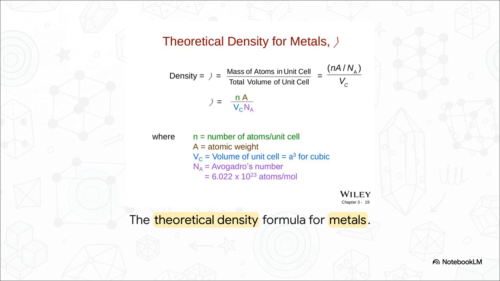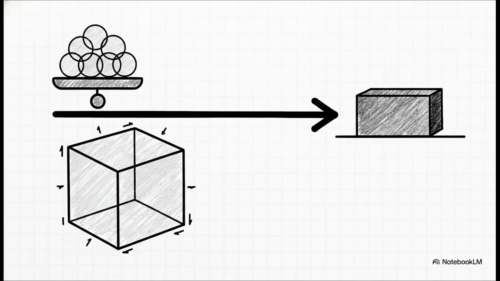It's just the total mass of the atoms inside a single unit cell divided by the total volume of that specific unit cell. Seriously, it's just the microscale version of the classic density formula you probably already know, mass over volume. Let's break down those variables so the algebra is completely digestible.